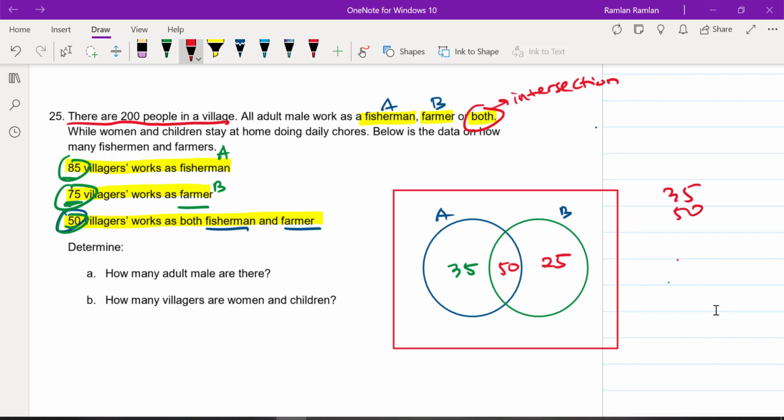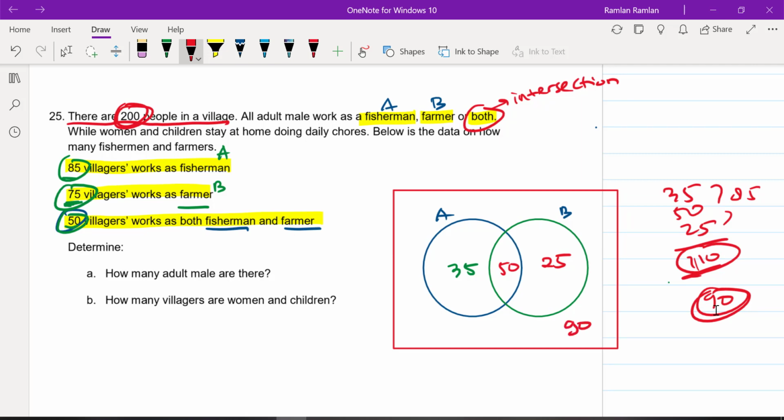35 plus 50 plus 25. This will be 85, right? 85 plus 25 is 110. Wow, but we should have 200, right? But we only have 110. So where are the others? The others would mean that we have another 90 people, because 110 plus 90 is equal to 200. So that 90 will be over here, guys.